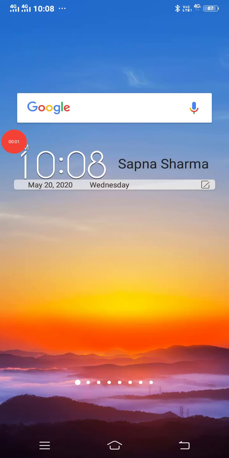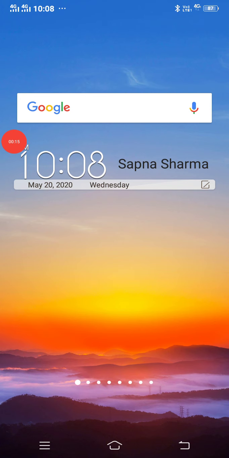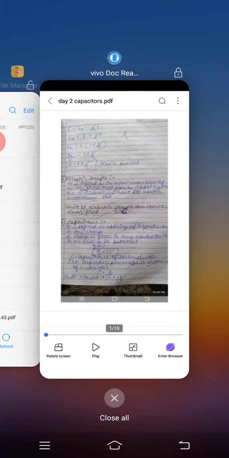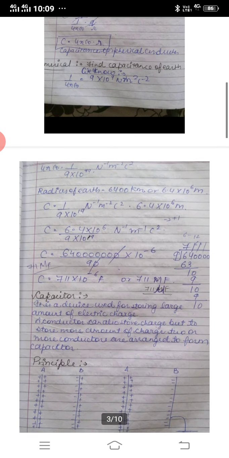Hello everyone, I hope that you understood my last lecture, that is capacitance of earth and the principle of capacitor, as well as one most important topic we have done, that is capacitance of a parallel plate capacitor. Capacitance of parallel plate capacitor, when the space between the plates of capacitor is empty, means we have not kept anything between the plates. Okay, so let us see what we have done earlier, means last topic.